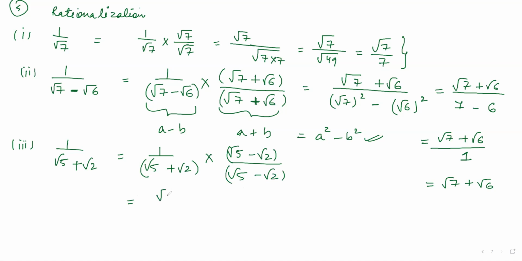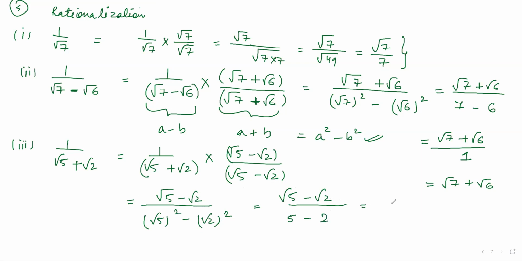So numerator will be root 5 minus root 2 and denominator will be a square minus b square. So root 5 whole square minus root 2 whole square. So that gives you root 5 minus root 2 divided by 5 minus 2, that is 3. So root 5 minus root 2 divided by 3. So that's the answer. Now you cannot do anything, leave it here.